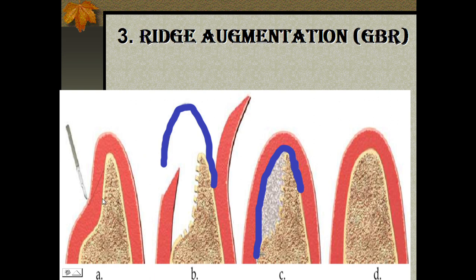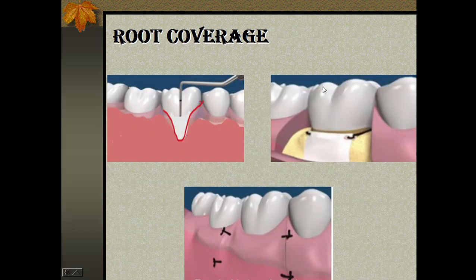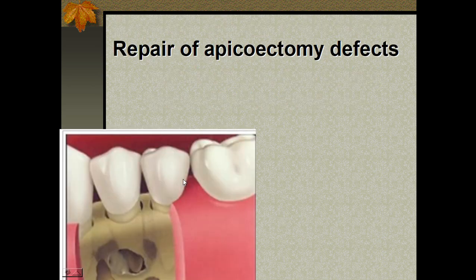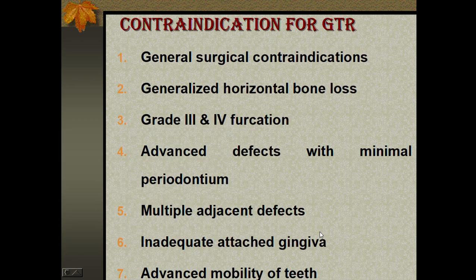Ridge augmentation. If a thin atrophic ridge is there, then we'll place the guided tissue regeneration membrane so that new bone is formed. Root coverage. If recession is there, then we'll cover the recession with guided tissue regeneration and then suture the flap. Osseous fill around immediate implant placement or repair of osseous defect around failing implant. If some osseous defect is there around the implant, then also we can use the guided tissue regeneration membrane. Repair of apicectomy defect. In the region of apicectomy, we place the graft and after that we can put the guided tissue regeneration membrane.